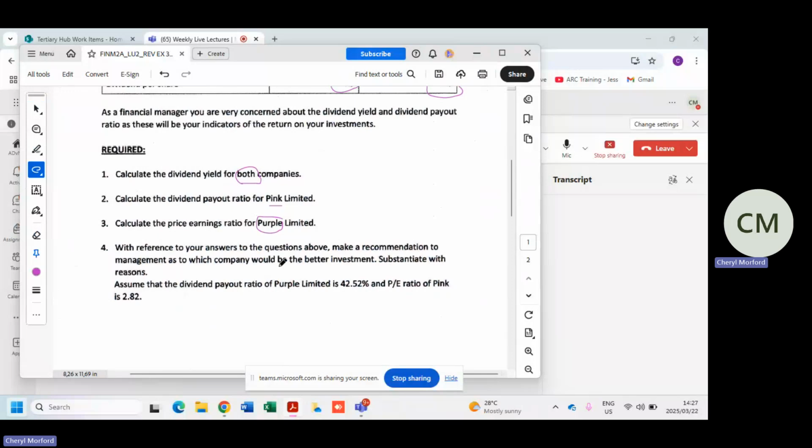So what do we need to do? We need the formula, which is as follows. It's going to be the dividend. And remember that the dividend is given on a per share basis.